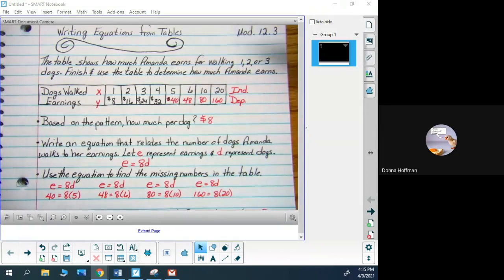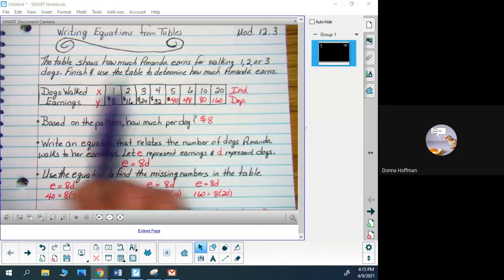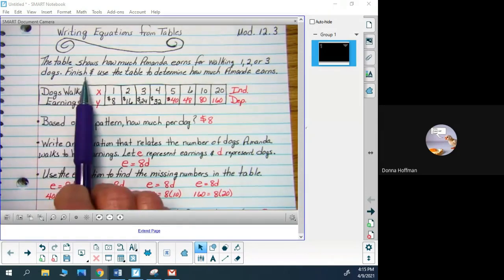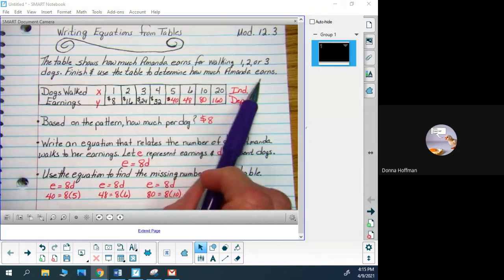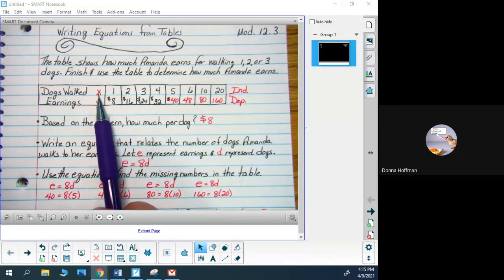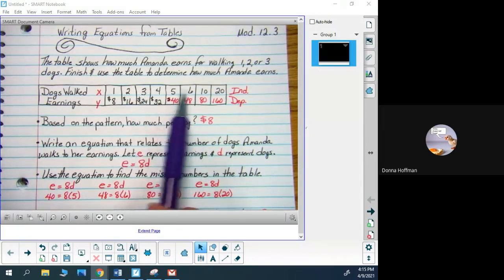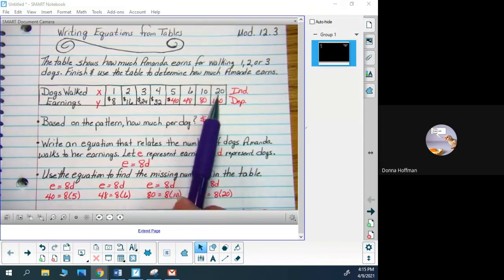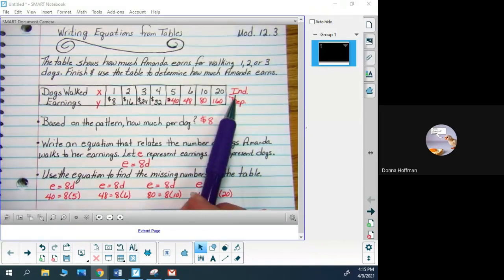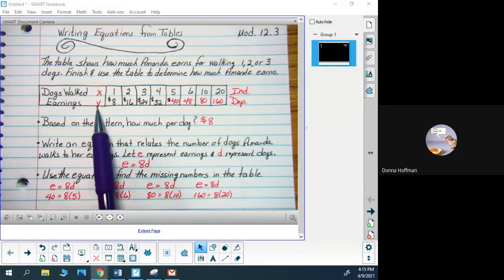Here we're going to be learning to write equations from tables. The table shows how much Amanda earns for walking 1, 2, or 3 dogs. Finish and use the table to determine how much Amanda earns. So here's your table, dogs walked, and this is your independent variable, 1, 2, 3, 4, 5, 6, 10, and 20. Again, that's your independent. Your earnings, that's the money that you make. That's your Y dependent variable.